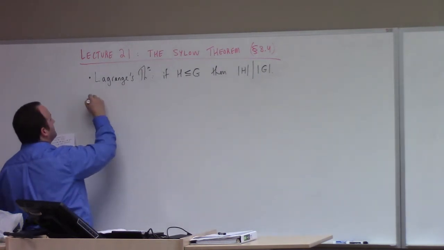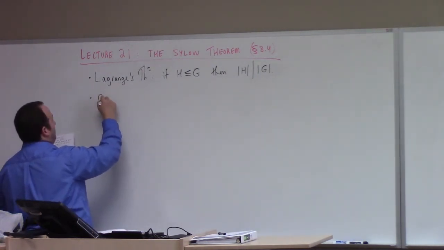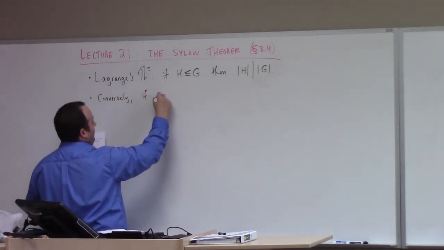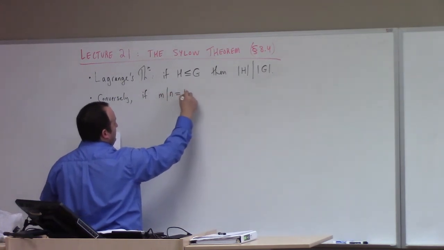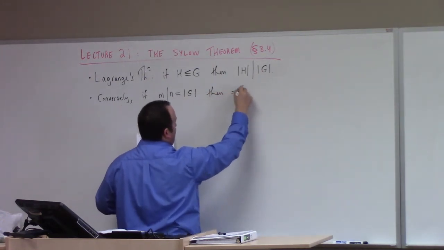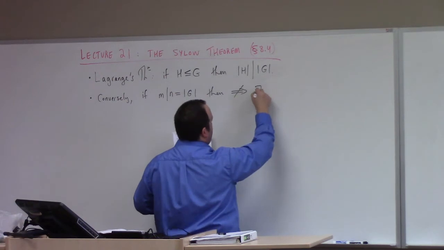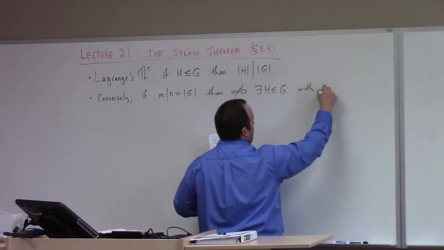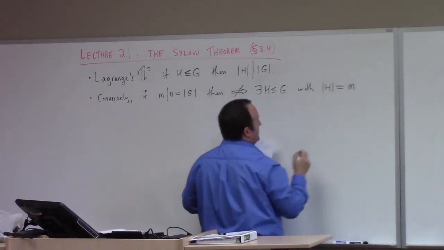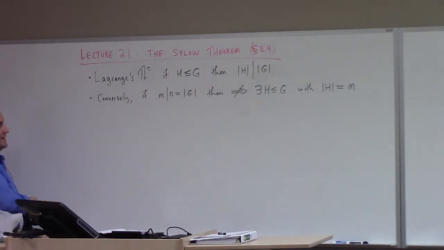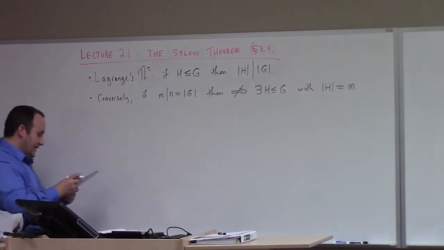However, the direct converse to that, if M divides N, which is equal to the order of G, does not imply that there exists a subgroup H of G with the order of H being the divisor M of N. So when you make a statement like that, you're obligated to give some specific counterexample, right?